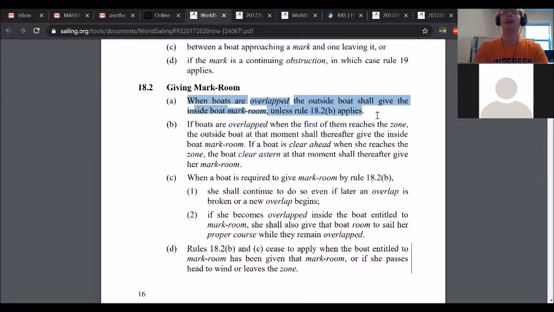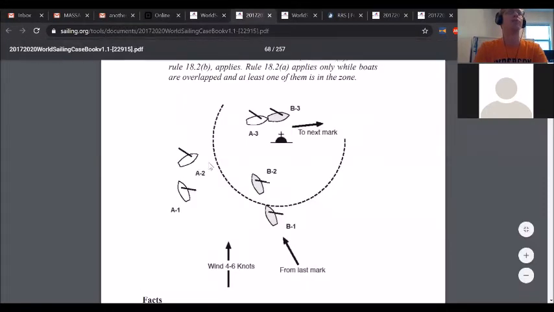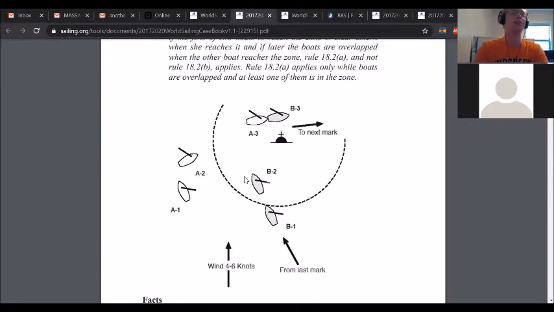In part A, we get to there at position 2, right? When boat A jibes, so that, let me go back to the picture. Boat A jibes, so now neither one is clear ahead or clear astern. They are overlapped. So now this guy is in the zone. He's clearly the inside boat, and boat A will owe him mark room under part A, not under part B. So that's the difference.